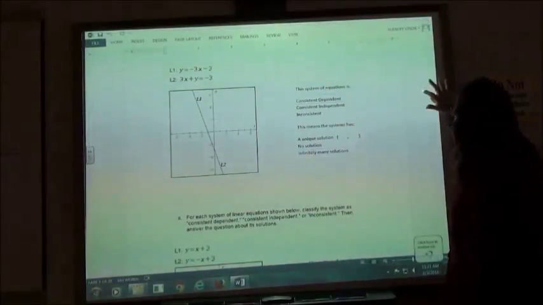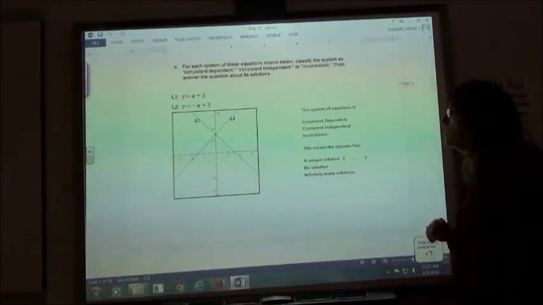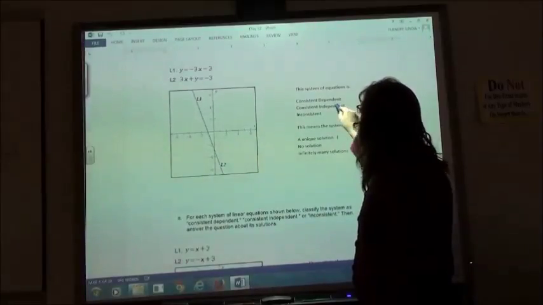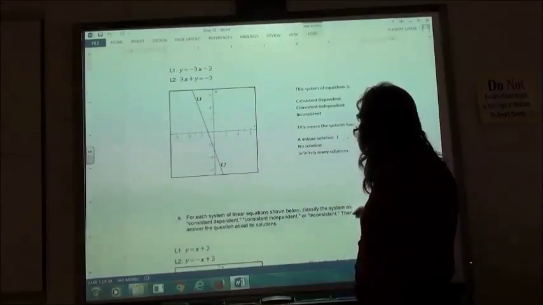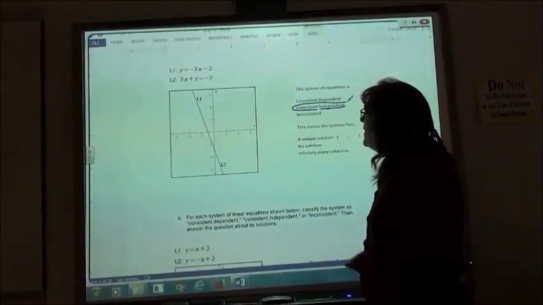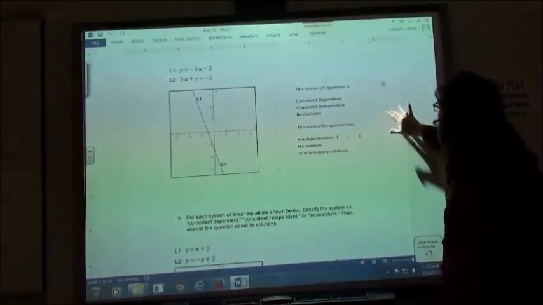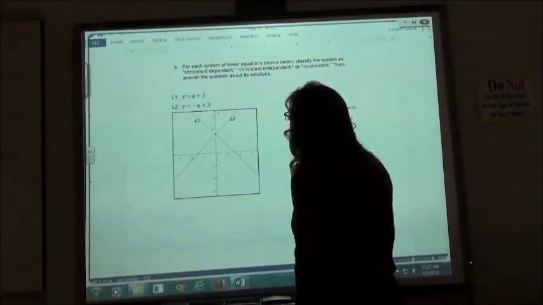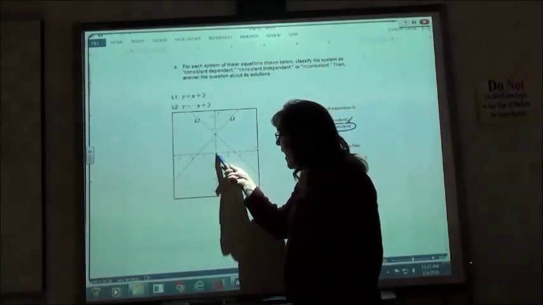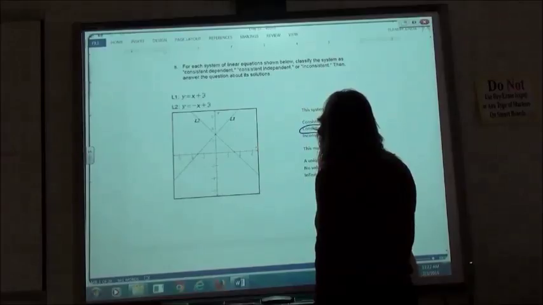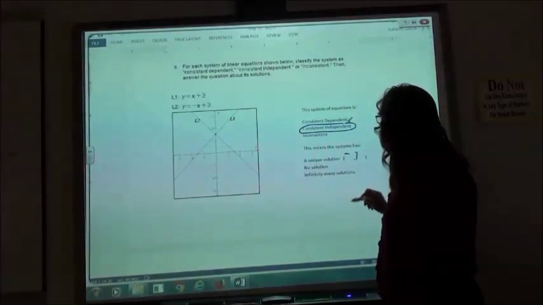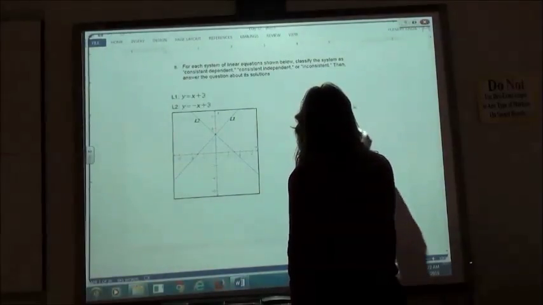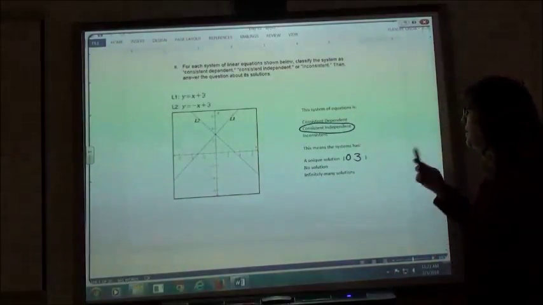So 8 and 9 are going to be the same kind of things. This first one here are the ones where they touch in a point. If they touch in one point, you get consistent, independent. They touch in a point, we get consistent, independent. And the point where they intersect is your solution. So these ones intersect at 0, 3. So consistent, independent, unique solution, 0, 3.